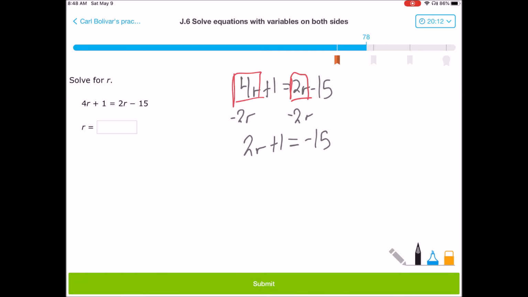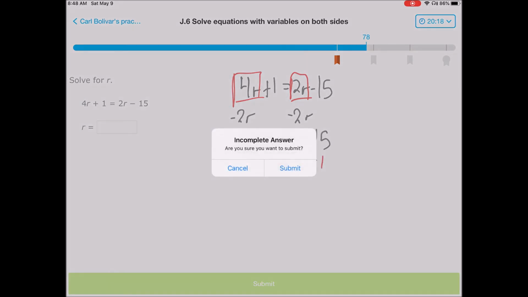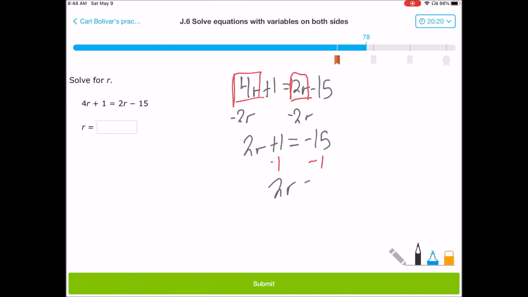Then we're going to subtract 1 on each side, and what we're left with is 2r is equal to negative 16. Now we're going to divide by 2, and what we're left with is r is equal to negative 8. So our answer is negative 8.